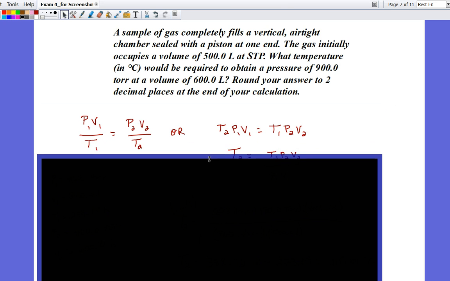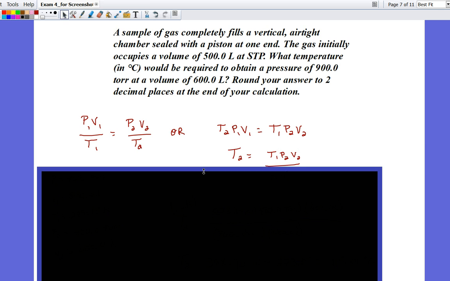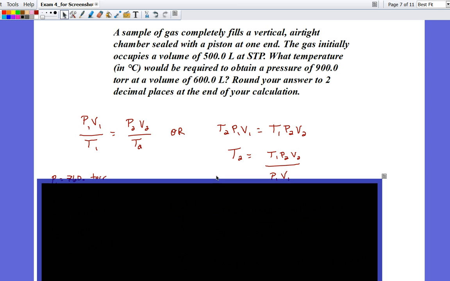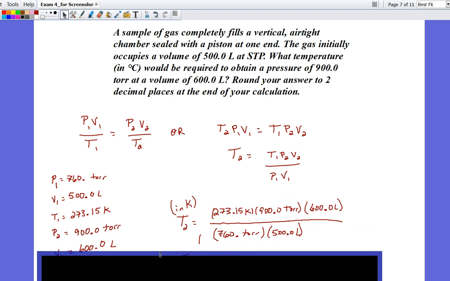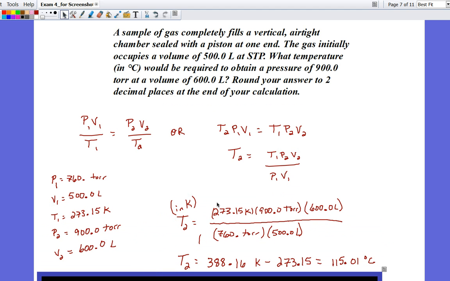So it's a combined gas law problem where you're solving for T2, the new temperature. So there's the equation you ultimately end up with. Then I wrote down my givens on the left, and in Kelvin, this is going to come out to 388.16 Kelvin. But then you've got to take away your 273.15, and you get 115.01 degrees Celsius over here for an answer.